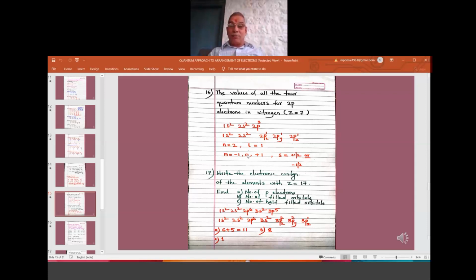So the M value is minus 1, 0, plus 1. So we calculated the n value, the L value, and the M value. How many quantum numbers are there? 4 quantum numbers. Out of 4, 3 we understood. Now one more is there, that is the spin quantum number.